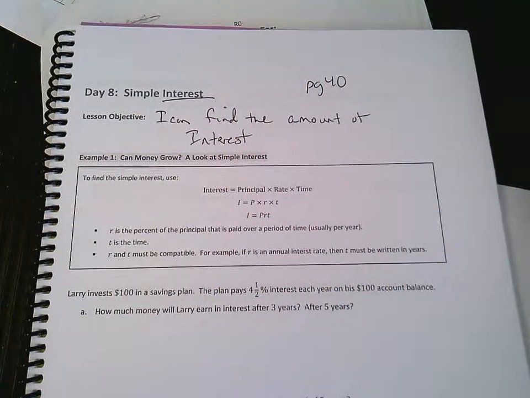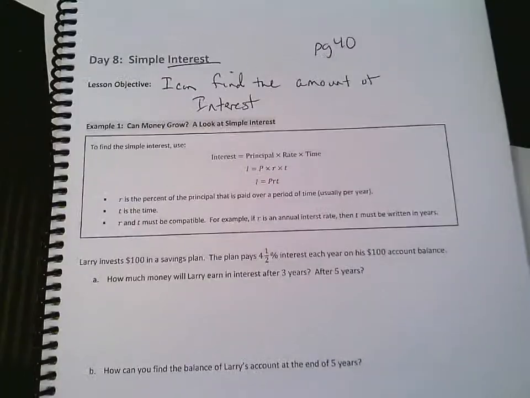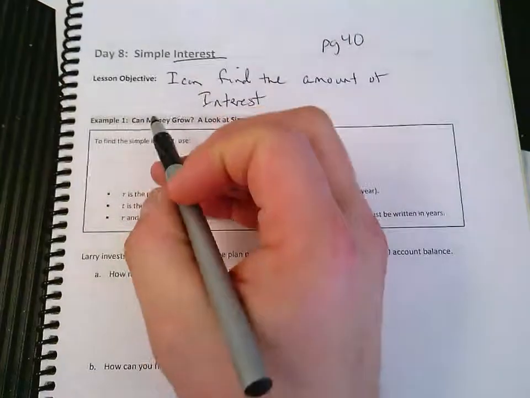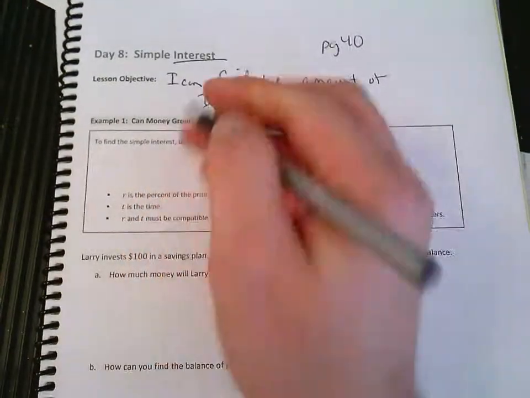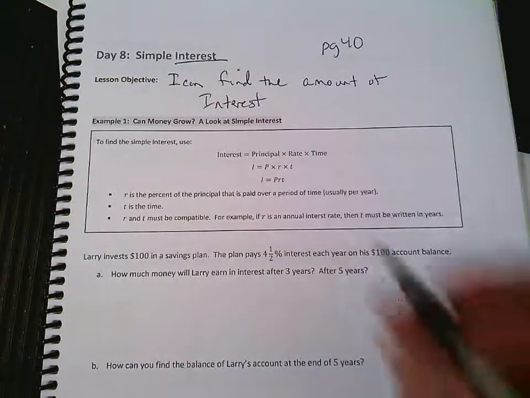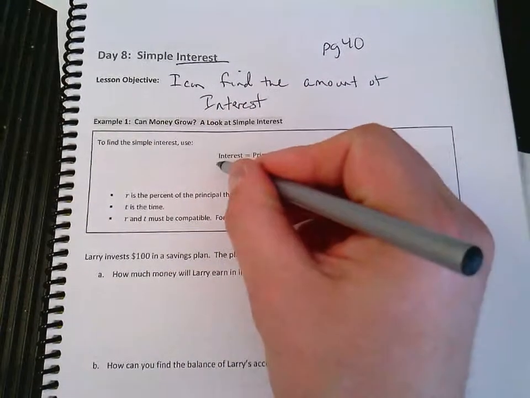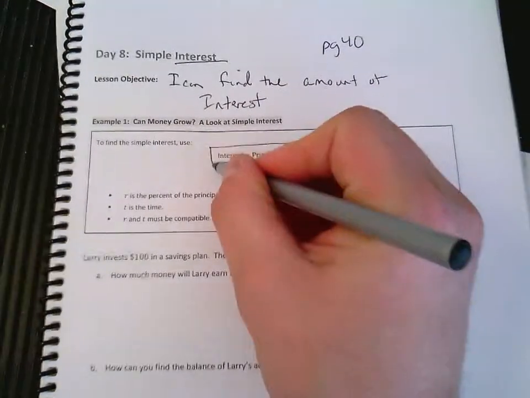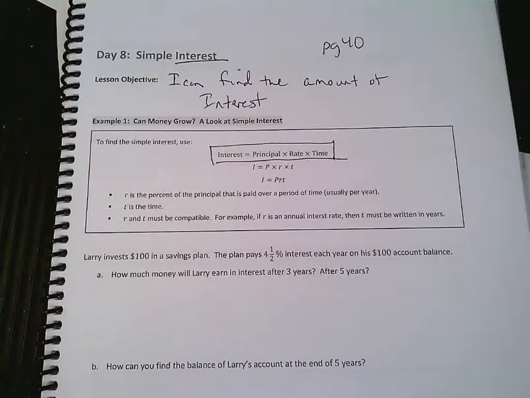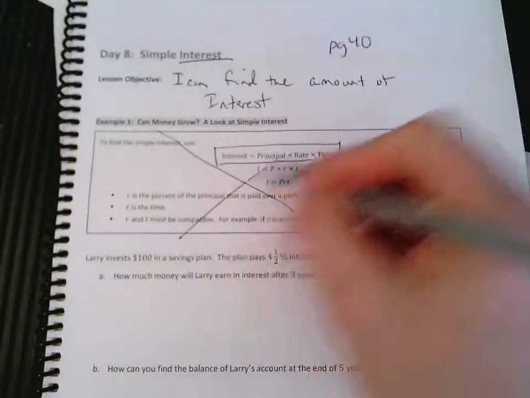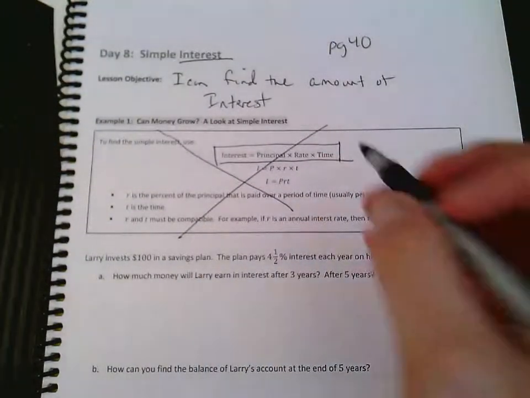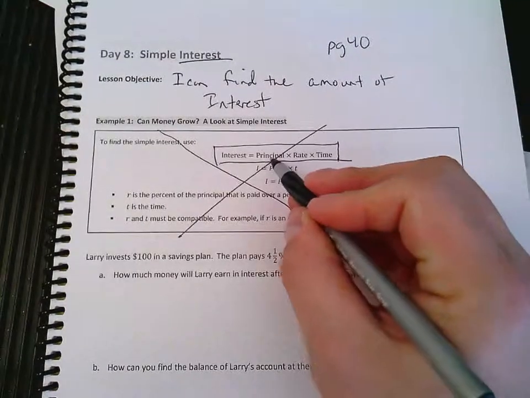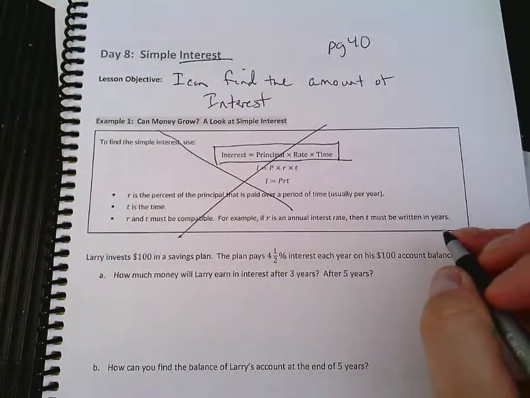All right. Okay. So the first example here: the question is, can money grow? And a look at simple interest. To find simple interest, there is a formula for this, and it's very similar to some of the formulas we used before. But we're just going to relate it to what we've already been talking about. Some of the things we are going to talk about are the rate and the time. Principal is the one thing that we'll have to talk about.